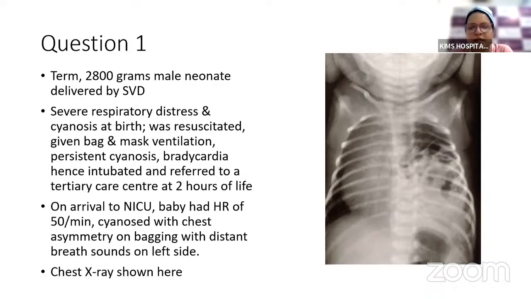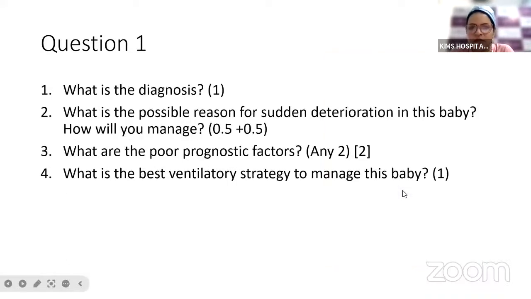This baby has presented to us postnatally with cyanosis, respiratory failure, as well as bradycardia. We know that up to 50% of the times, CDH can be diagnosed antenatally, and sometimes we may not have this benefit of antenatal diagnosis. So this is the first chest X-ray. The diagnosis is, of course, left-sided congenital diaphragmatic hernia. Now, what could have caused the sudden deterioration in this baby, and how will we manage this?